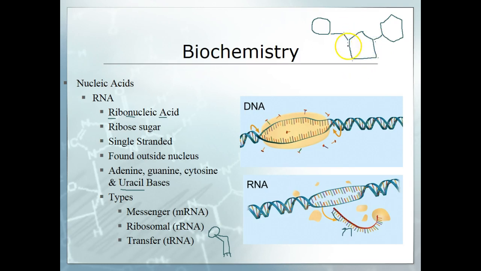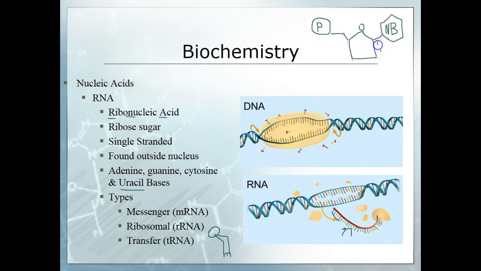So if you count those, 1, 2, 3, 4, 5, that is a 5-carbon molecule, a 5-carbon sugar. This would be an oxygen. This, like we said, was our phosphate. Okay, so that's a phosphate. This is our nitrogenous base. Okay, and so those bases can be either A, T, C, or G, or U in RNA's case.